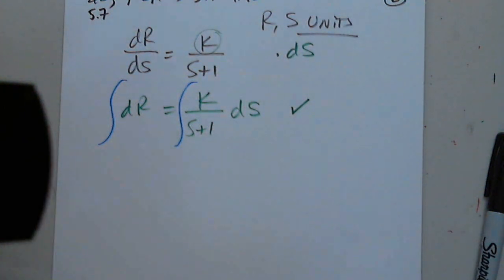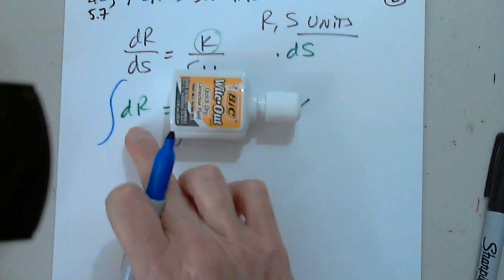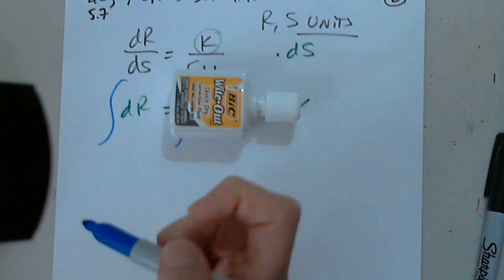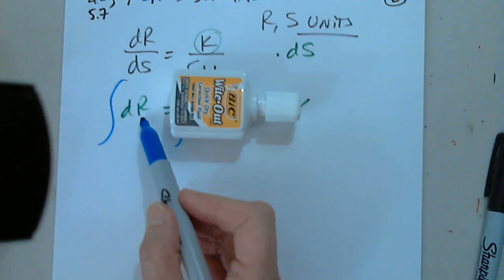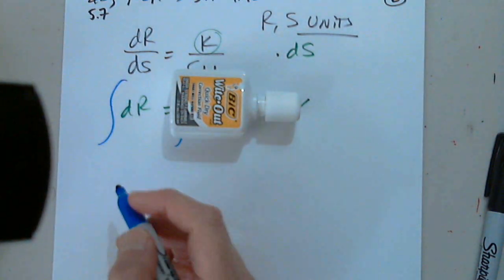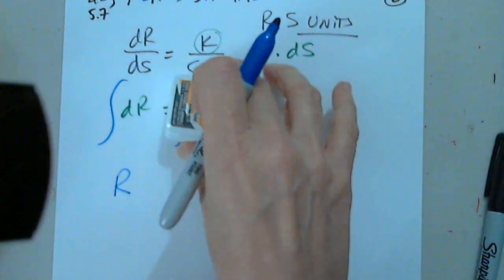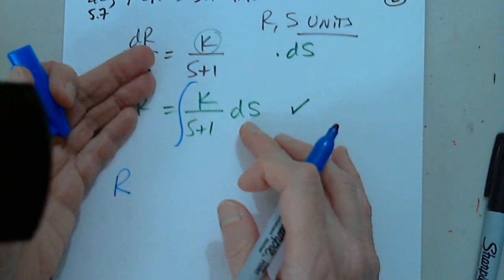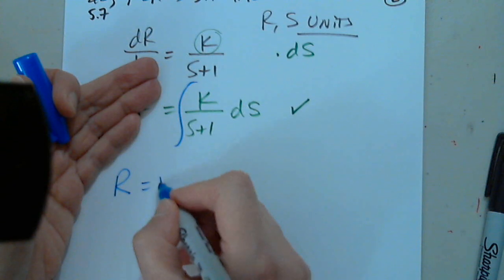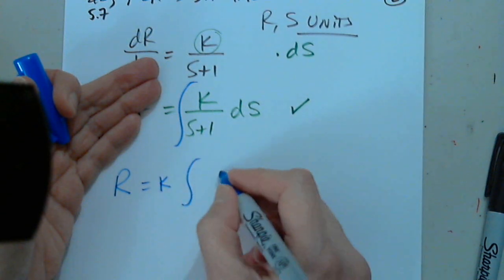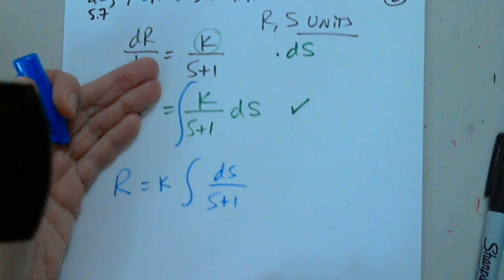So don't look at the right-hand side. We're integrating the left-hand side. Which function prime is 1? Now keep in mind we have dr. R. That's it. Good. Now forget about the left-hand side. Let's look at the right-hand side. K is outside. So we have the integral from ds over s plus 1.